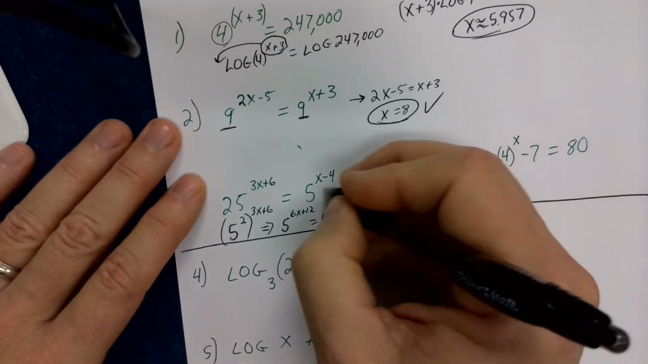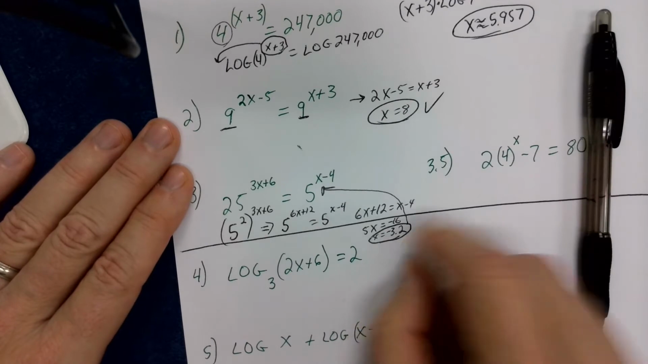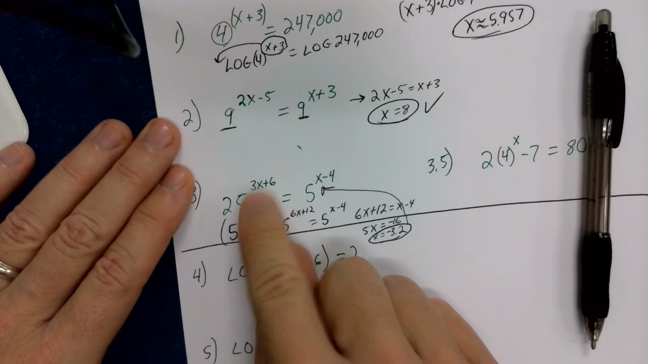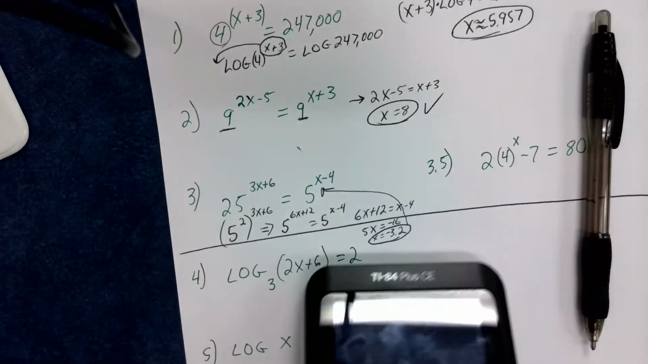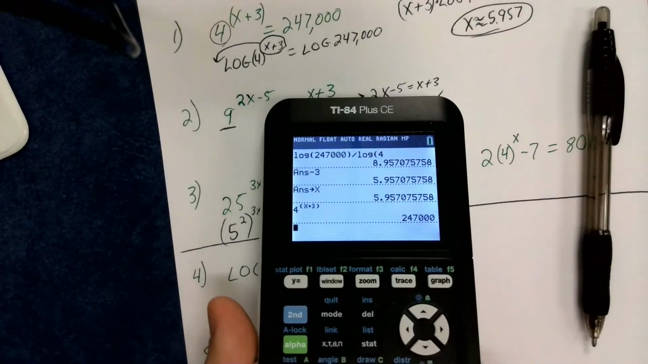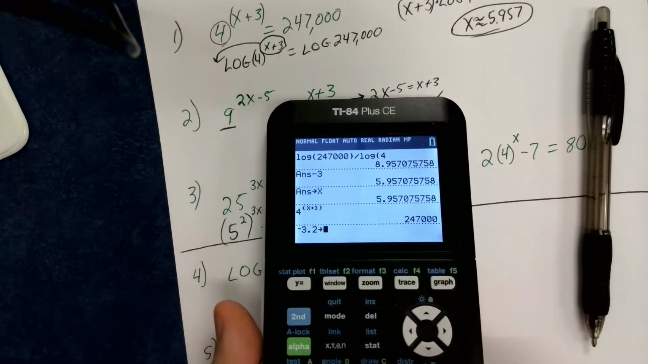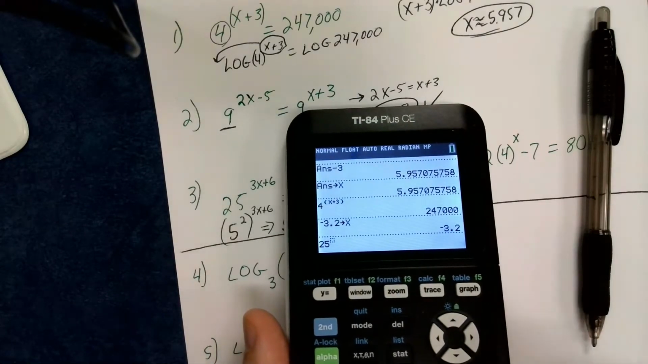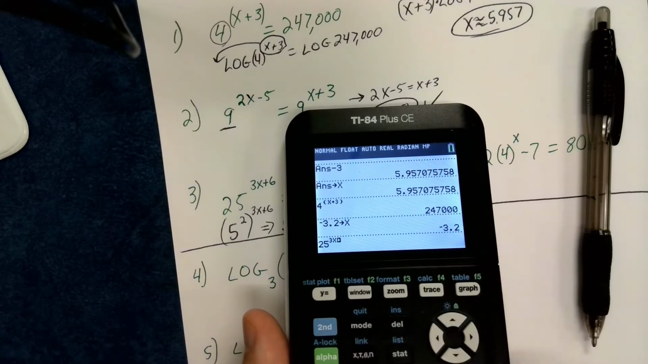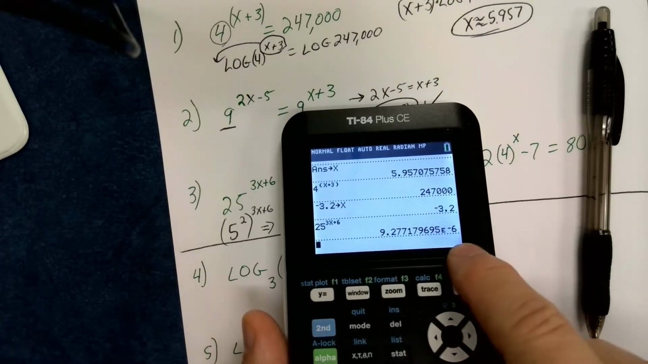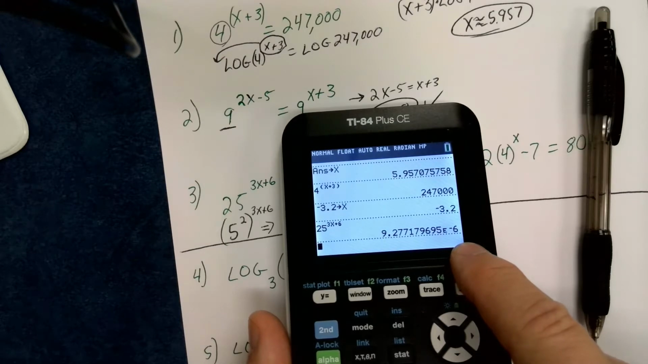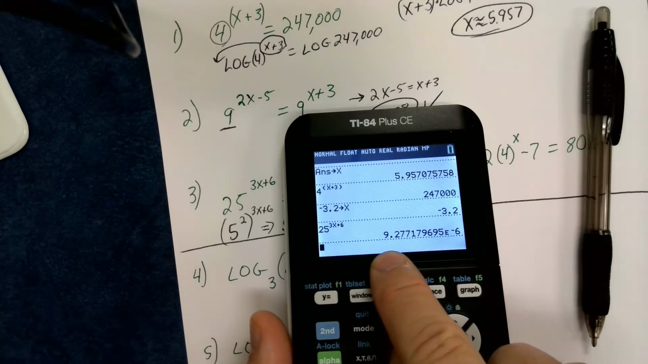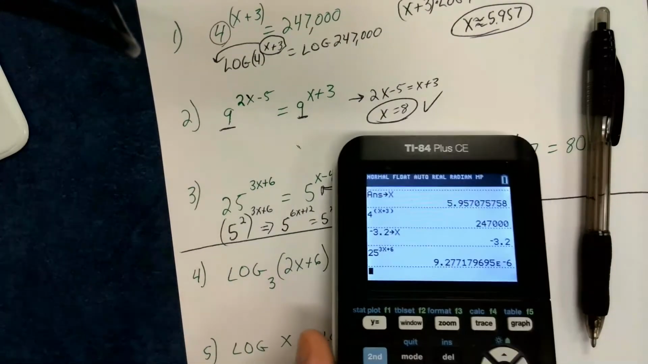So I put that right up there, and I go, hey, does that work? 25, let's again write it in, negative 3.2. So negative 3.2, I'm going to store that in x. So I'm going to do 25 raised to the 3x plus 6, and I get that. That's a pretty small number, right? But we knew it's going to be a negative exponent, right? That makes it small. That really is 0.000009.